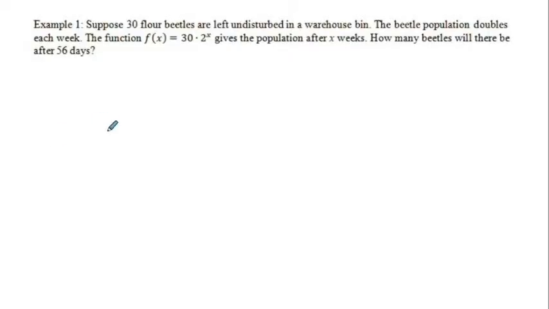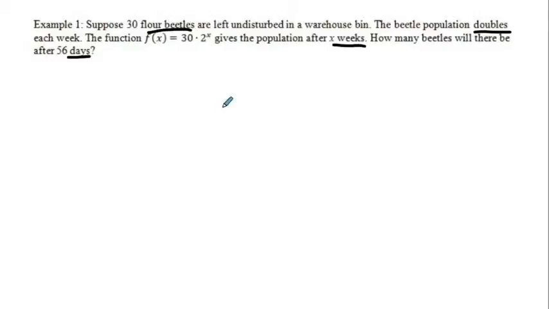All right, let's get into our first problem. Suppose 30 flower beetles, don't know what those are, but let's roll with it, are left undisturbed in a warehouse bin. The beetle population doubles, there's a keyword, each week. The function f of x equals 30 times 2 to the x power gives the population after x weeks. How many beetles will there be after 56 days?